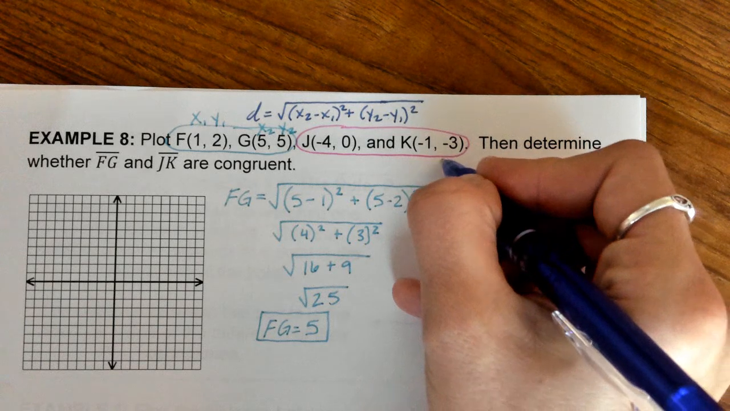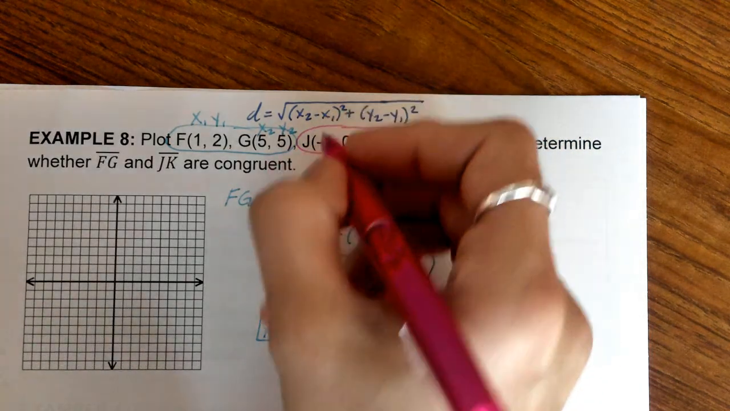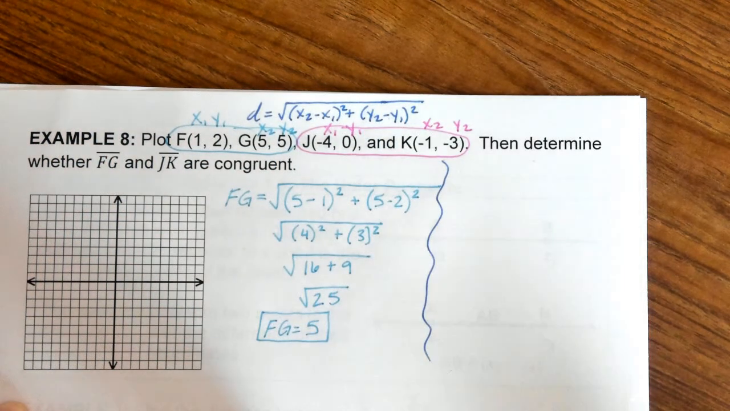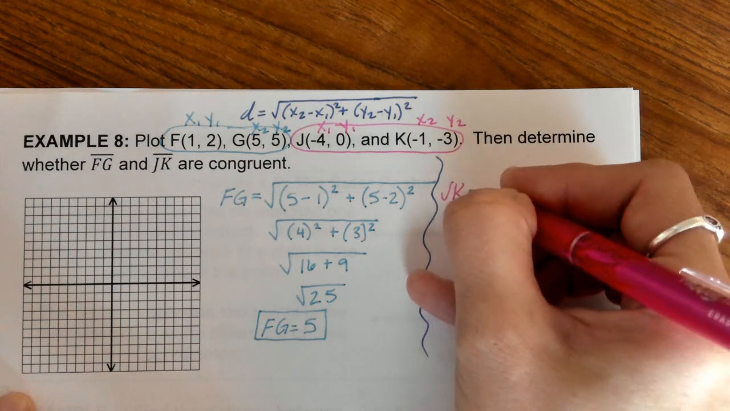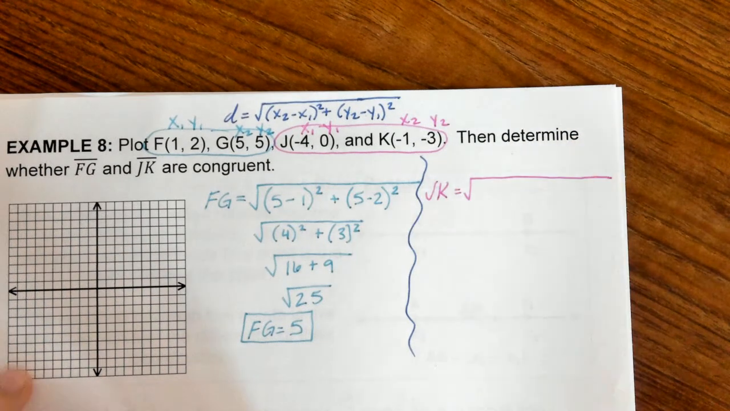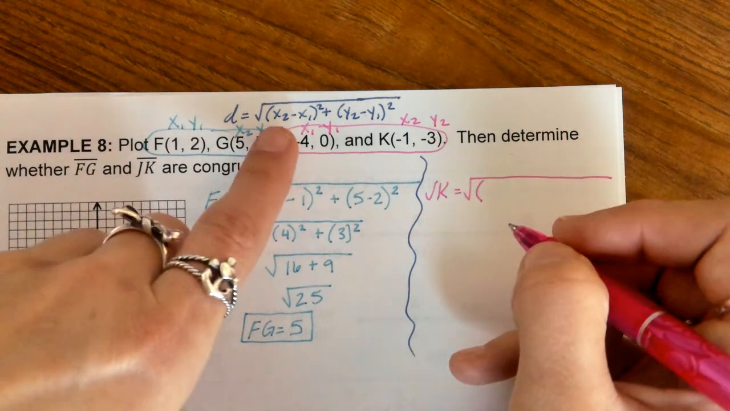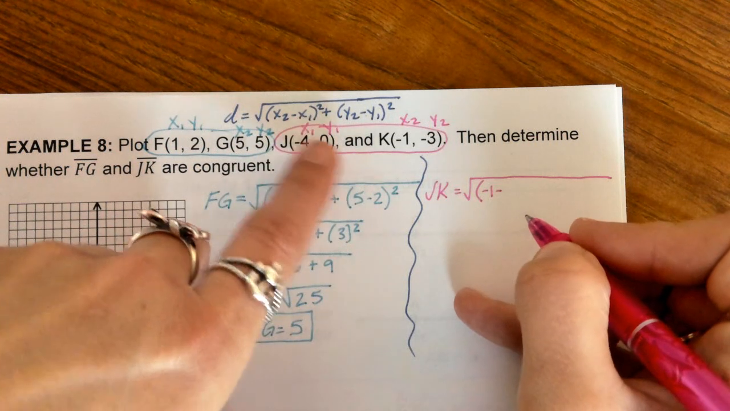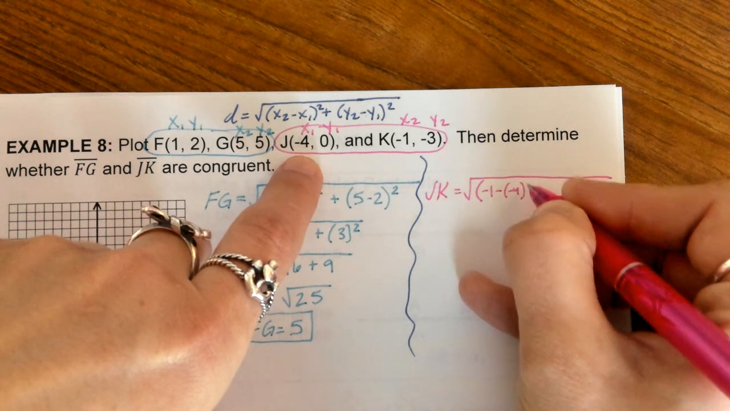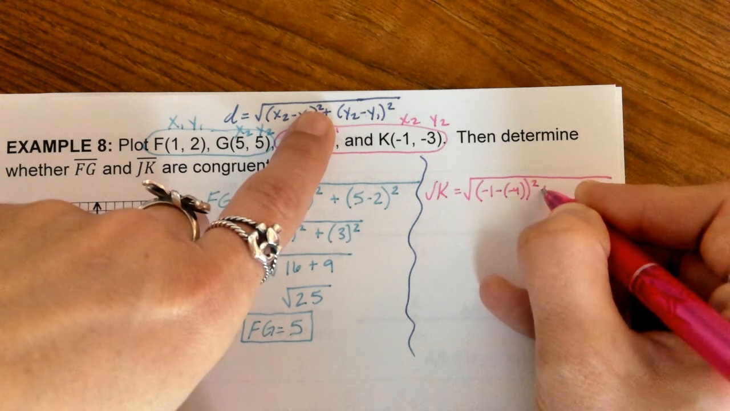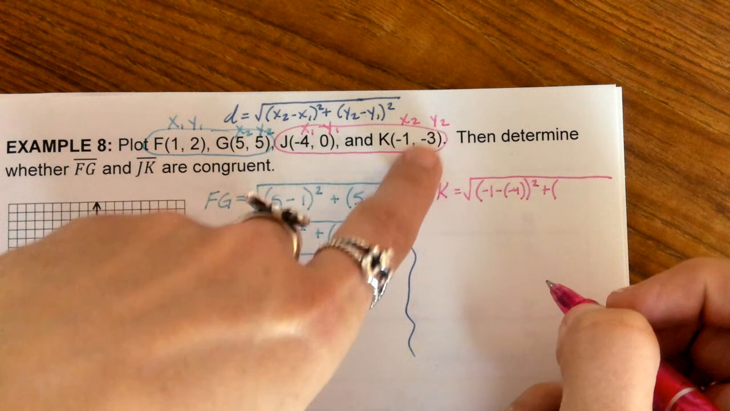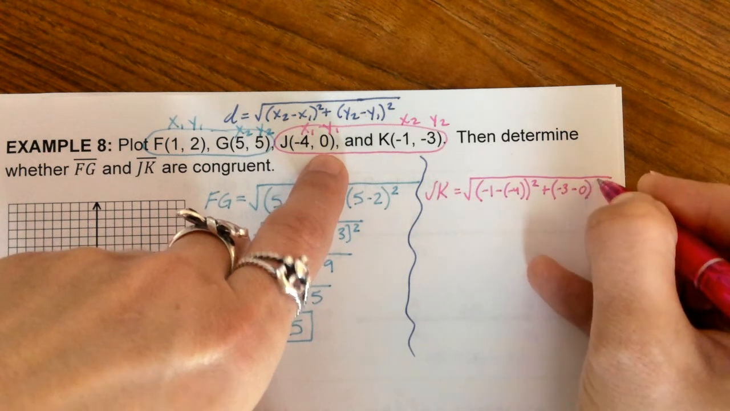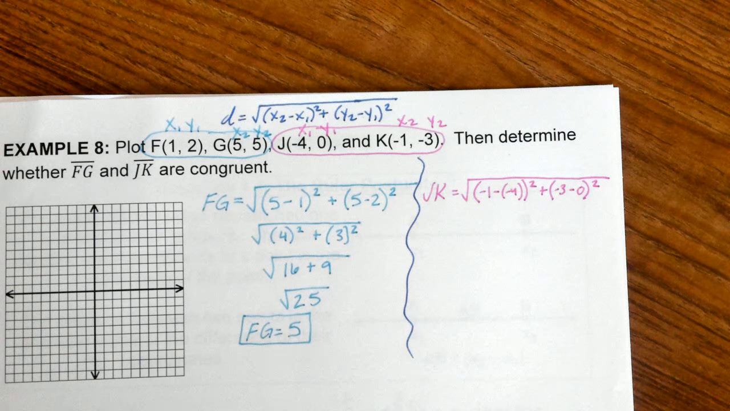So let's take a look at the next one. We have J and K. Here's x1, y1. Here's x2, y2. So let's look at JK. Go ahead and drag our little square root symbol. All right, follow our formula. x2, negative 1, minus x1, negative 4, squared, plus y2, which is a negative 3, minus y1, 0, squared. Follow the formula to a T perfectly.